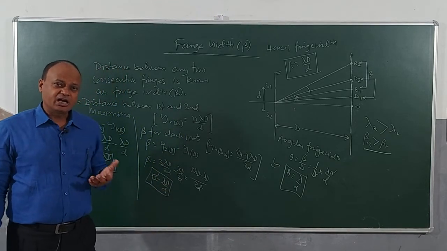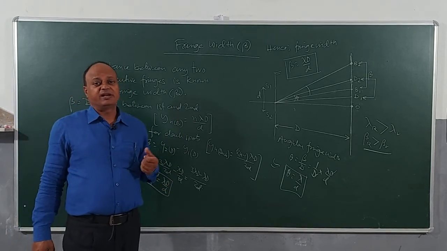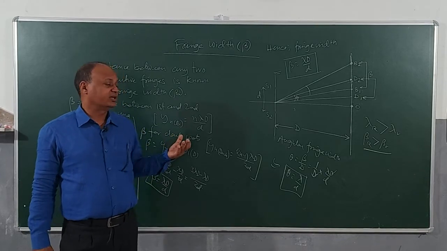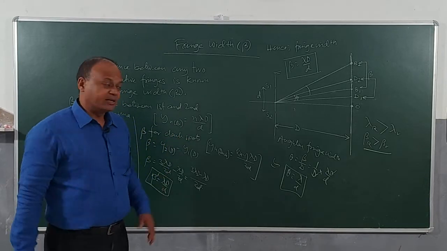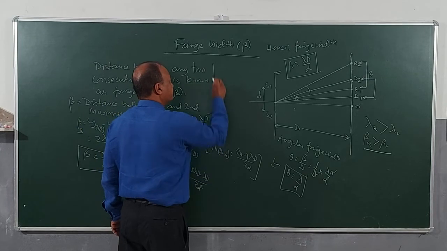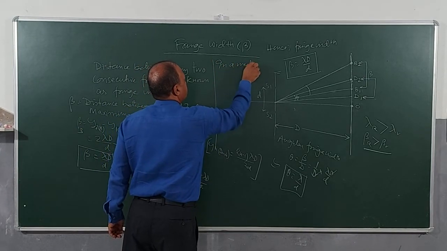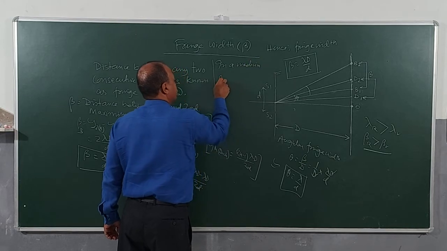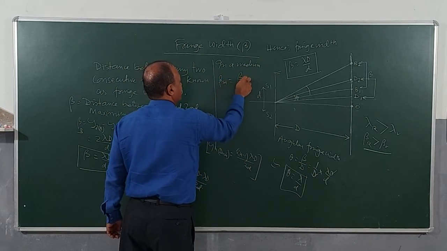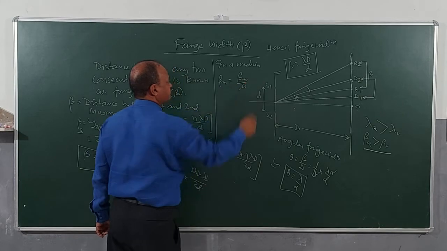Clear? Now, I will be saying how this fringe width varies as the experiment is carried out in a medium. So, in a medium, children, beta in a medium is beta in air divided by mu.